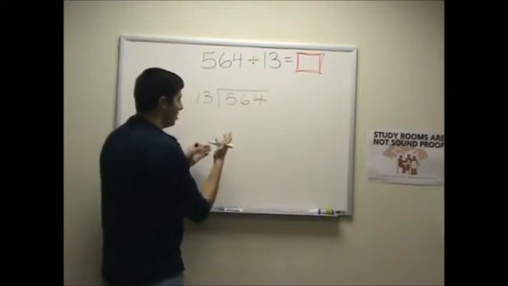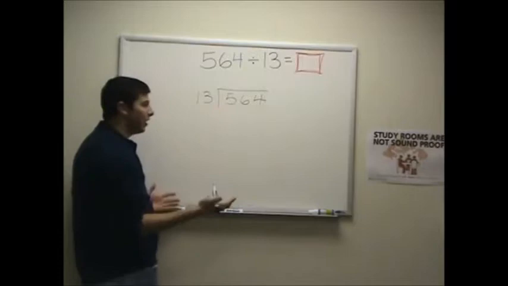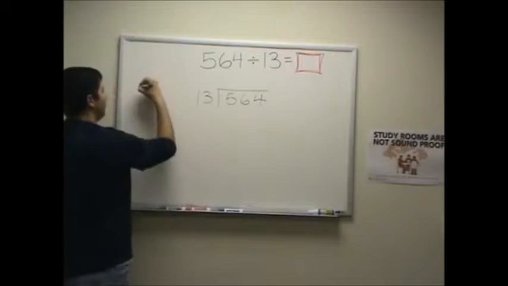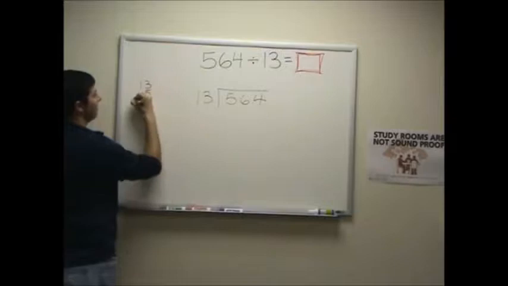So, first off, we have to figure out, does 13 go into 5? No, it doesn't. It's too small. But 13 does go into 56, but how much? Well, I know that 13 times 5, let me erase that and rewrite it, goes in there 65 times. So that's too big. So let's try 13 times 4.